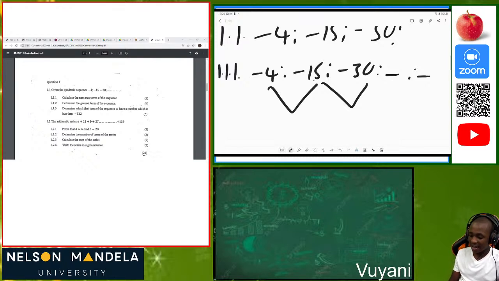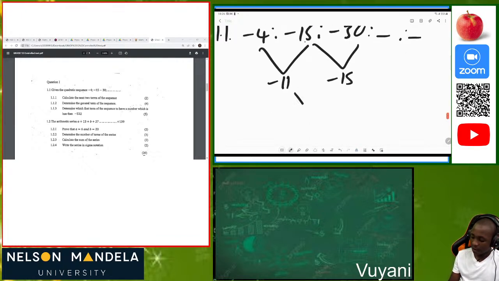So in this instance, we have -15 minus 4. I urge you to also use your calculator so that you can be as fast as you can. -15 minus 4 gives us -11. Then -30 minus 15 gives us -15.